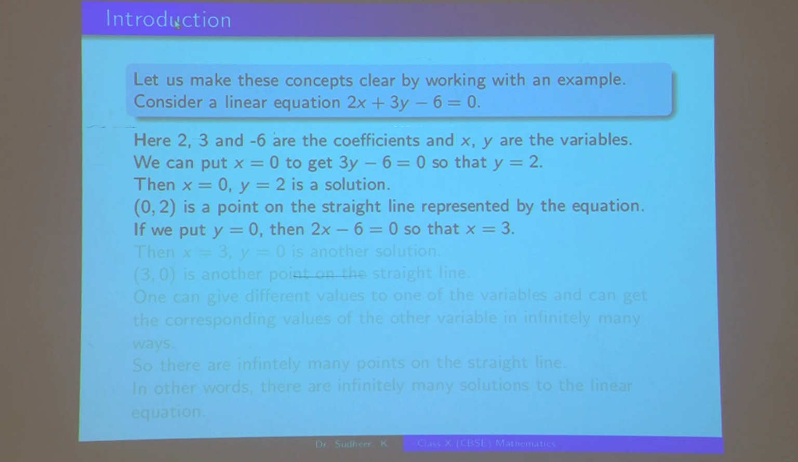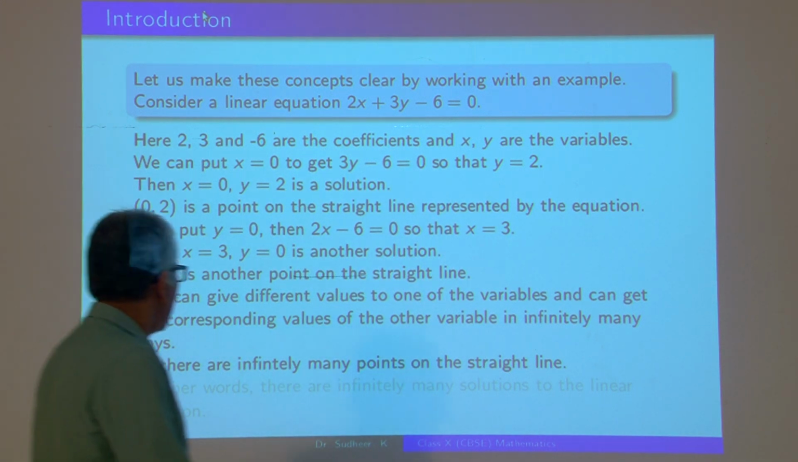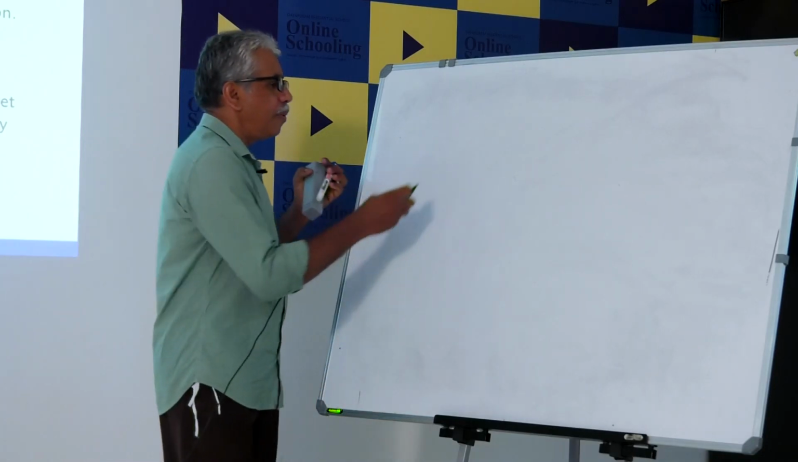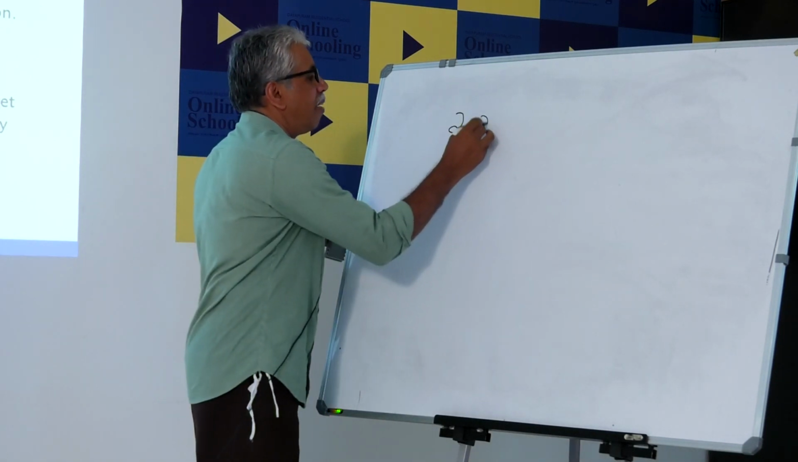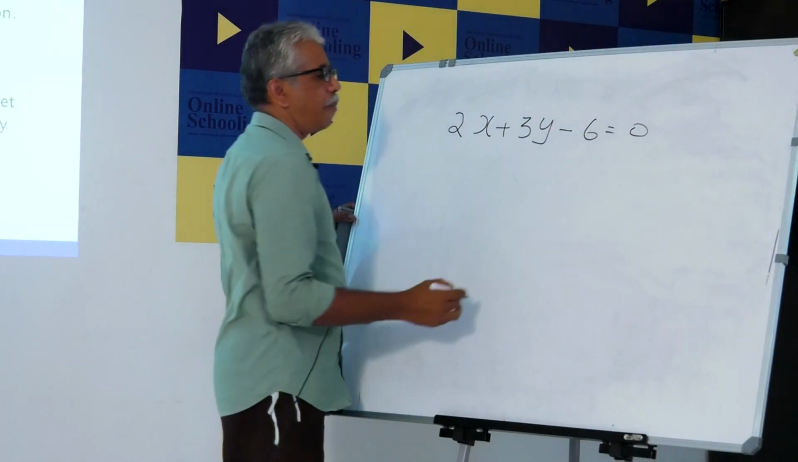Now, if we put y equal to 0, then the equation reduces to 2x minus 6 equal to 0, so that x equal to 3, and then x equal to 3, y equal to 0 is another solution, and geometrically we can say (3, 0) is another point on the same straight line. Let us give different values to variables x and y. Our equation was 2x plus 3y minus 6 equal to 0.